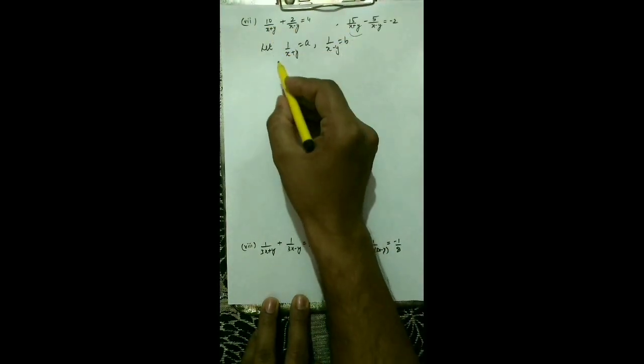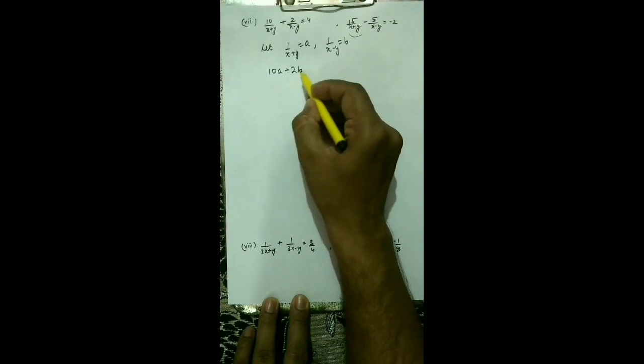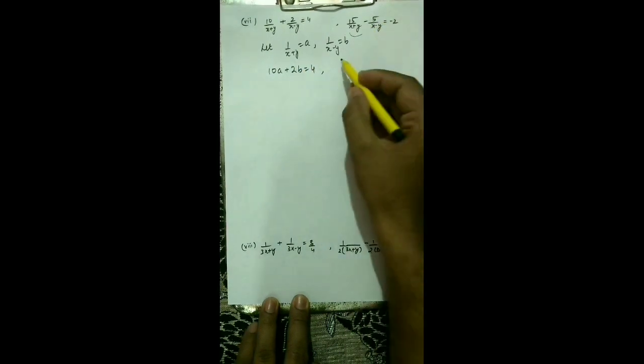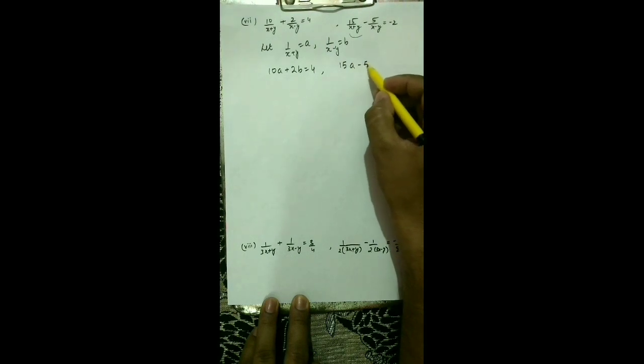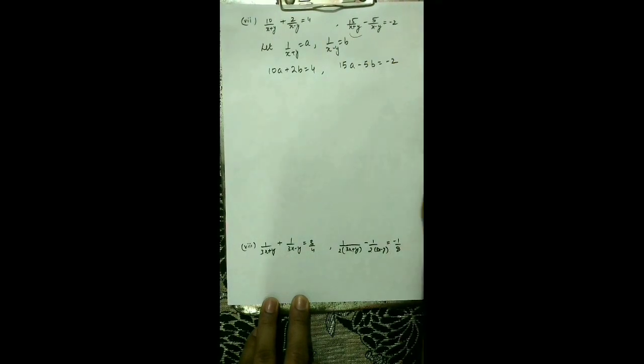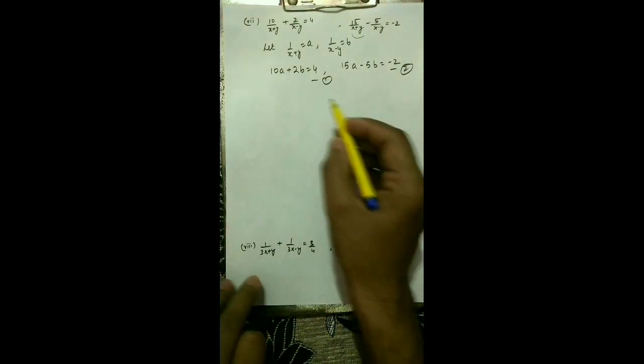So your first equation will become 10a plus 2b equal to 4, and this one will become 15a minus 5b equal to minus 2. Mark this as equation number 1 and mark this as equation number 2. Now you can solve these two equations for a and b by any method that you like.